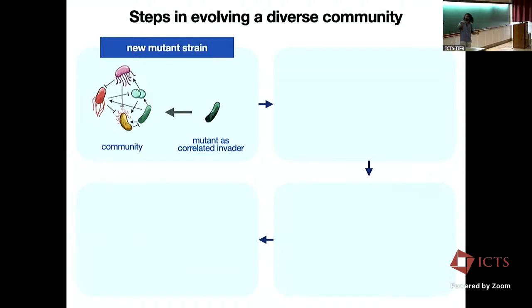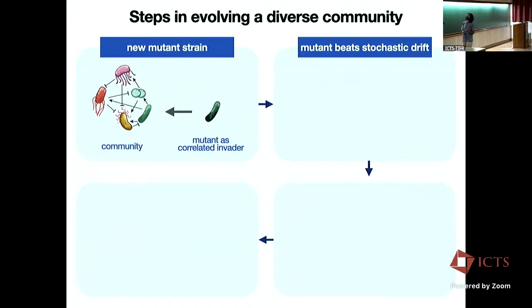Its parent strain. And so that's why this dark green pickle here is a little bit similar to the light green pickle here, where the idea is that you can think of the mutant as an invader, but it's not just any invader, it's a correlated invader. It's correlated in its phenotype with at least one member of the community. Right? And so as soon as this happens, you have to think about this invasion process.